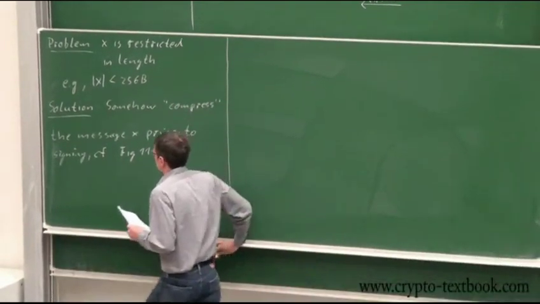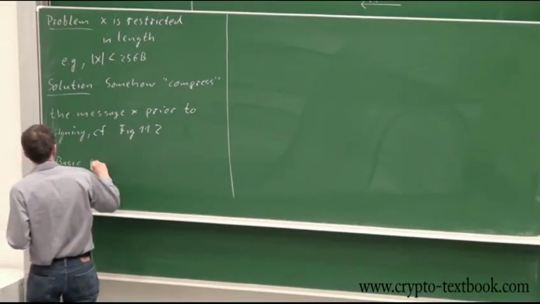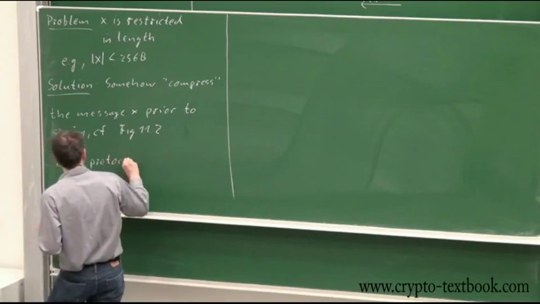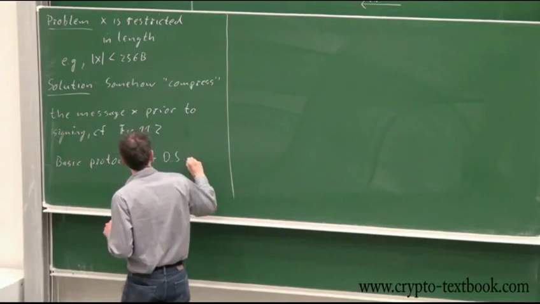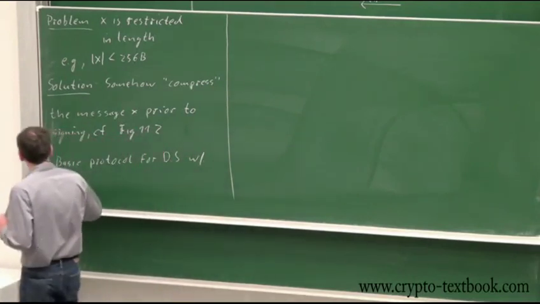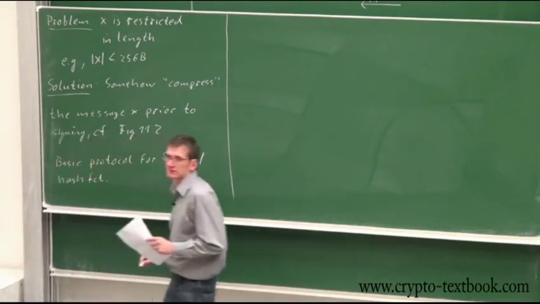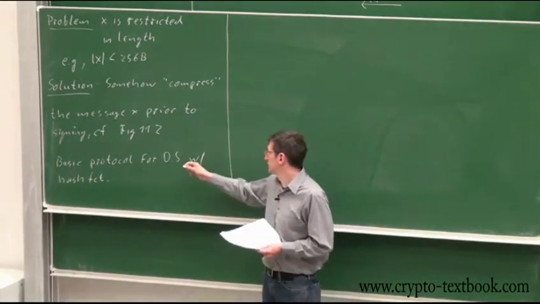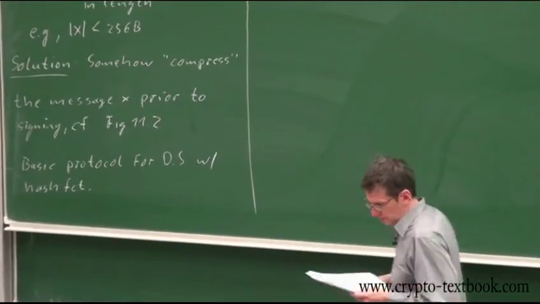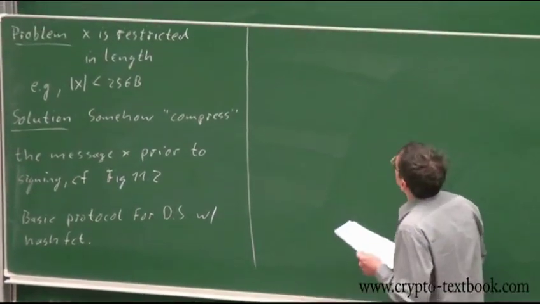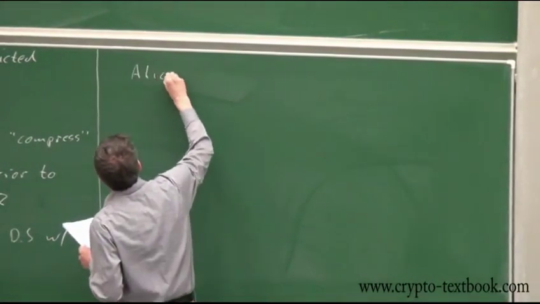This is the basic protocol for digital signatures with hash functions. If I write w/v/, that means with. So we do a modification of the protocol you see there.